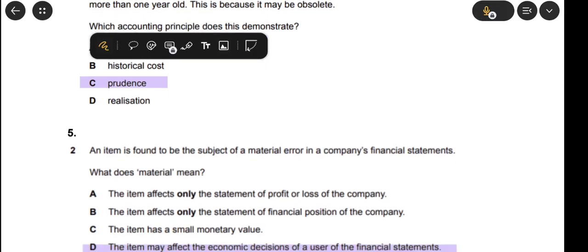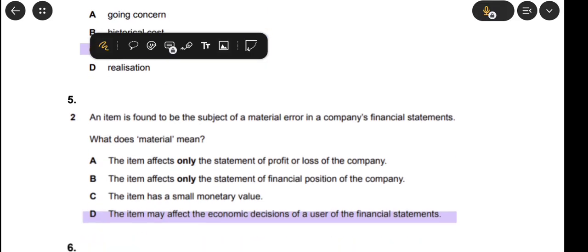Question 5. What does material mean in financial statements? Correct answer, D. Affects users' economic decisions. Explanation. Materiality isn't about size alone, it's about impact. A small error could be material if it changes how someone interprets the statements. Option D captures this. If an item could sway decisions, it's material.